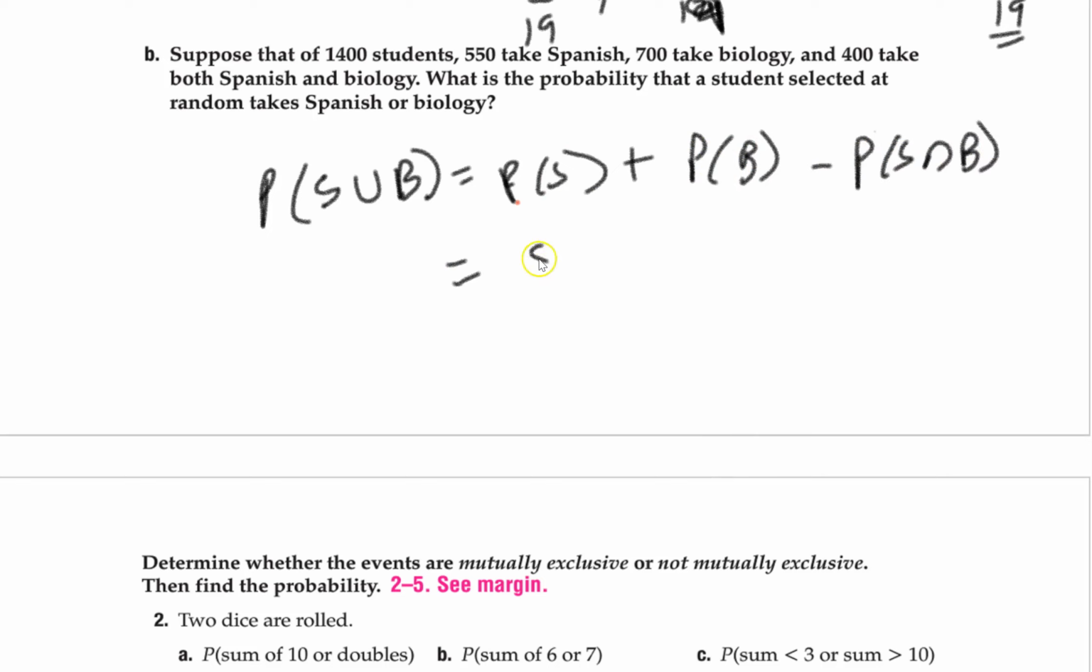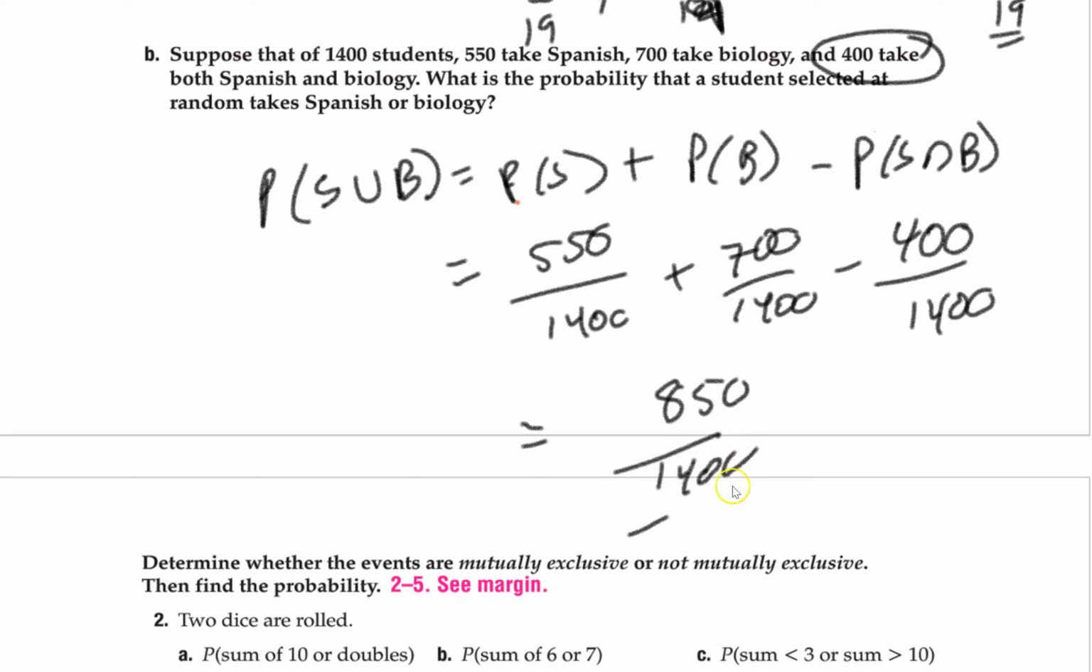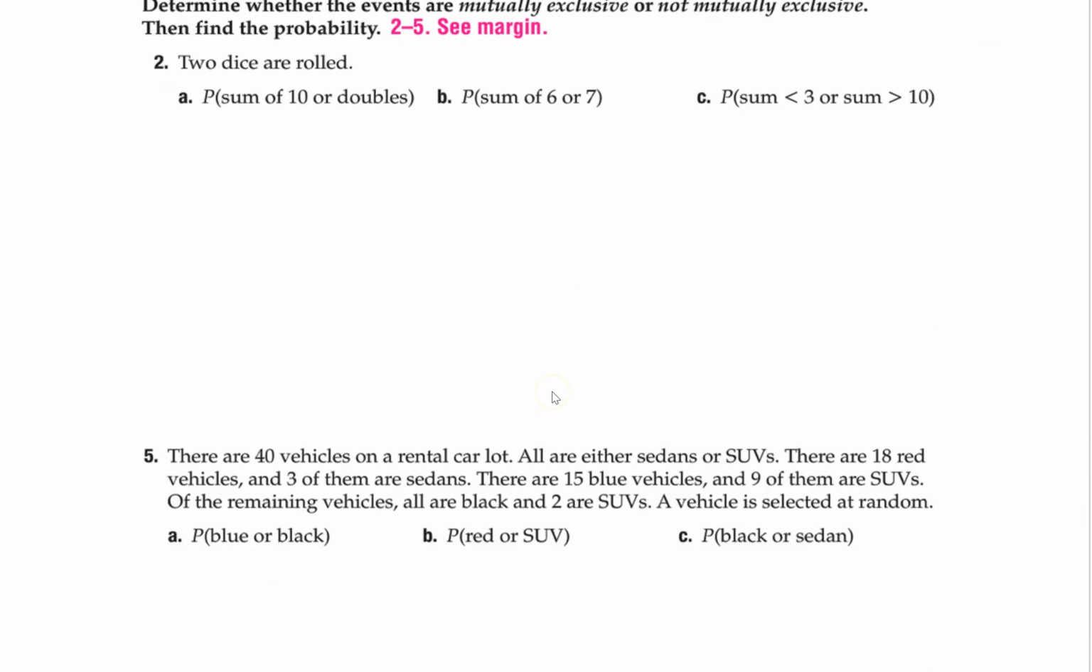Now in this case, probability of Spanish is 550 over the total 1,400. Probability of bio is 700 over 1,400. And they told me, hey, 400 take both of them. So subtract off what they have in common. These take both Spanish and bio. And if you do a little math, you're going to get 850 over 1,400. That's fine. Or if you want to reduce it, 85 over 140. If you want to reduce it, you're a better person than me. So that's those two. Last couple before we're done.